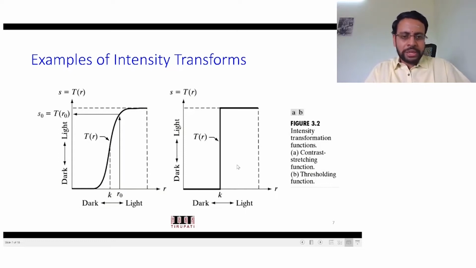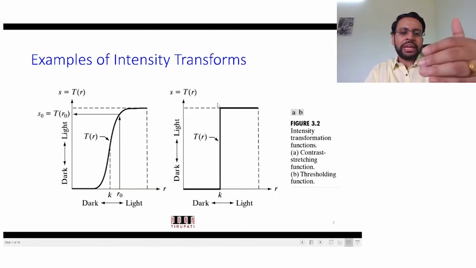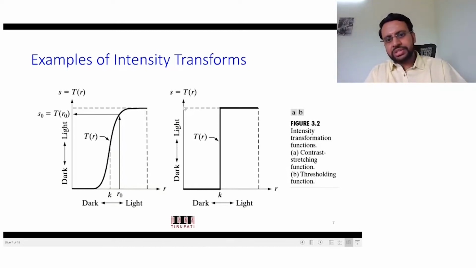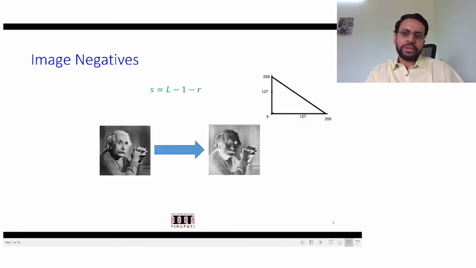Before that, let me just finish this off by telling you about a thresholding function, where you consider a value of k here. Any value less than or equal to k is mapped to 0, and any value greater than that is mapped to the highest intensity value, let's say L-1. This is referred to as a thresholding function. Now we will see each of these transforms in more detail. Identity transform, anyway, gives you the same image, so there is nothing much to discuss there.